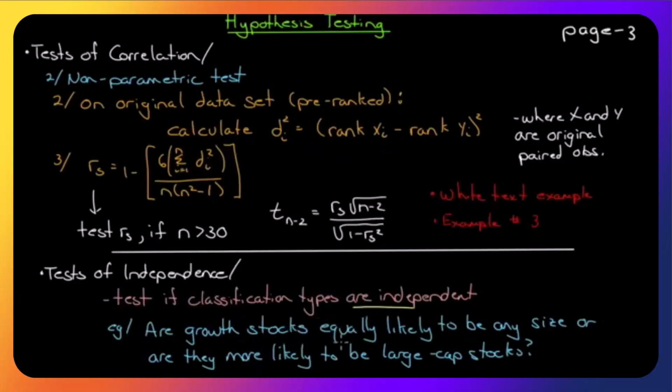Are growth stocks equally likely to be any size, or are they more likely to be large cap stocks? So if we take growth and value, and we take mid cap, small cap, and large cap, if they're independent, we would not expect to see any one cell dominating. However, if they are dependent, let's say we look at healthcare, for example, and we find that healthcare is predominantly large cap stocks, very few small cap, we would say that that is dependent.